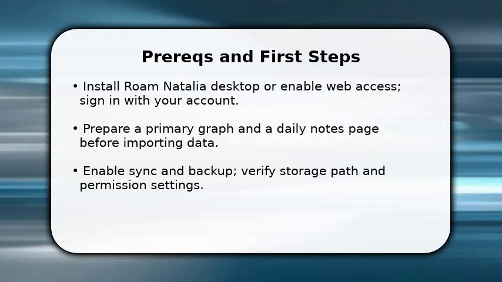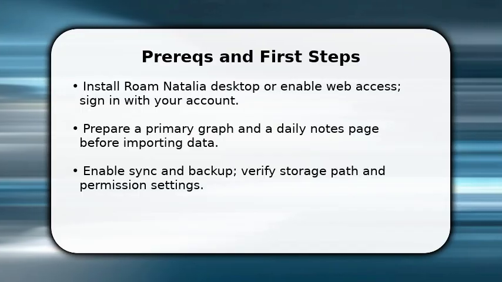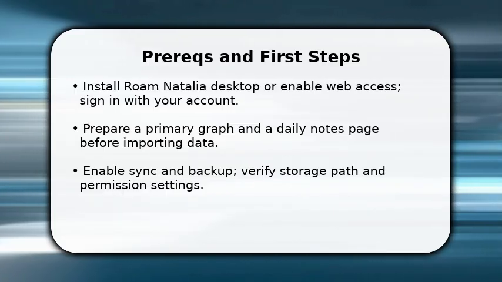You begin by confirming prerequisites: the app installed, an active account, and a primary graph ready. Once done, open Roam Natalia and create or select the graph you'll work in. Make sure sync and backups are enabled to avoid data loss.